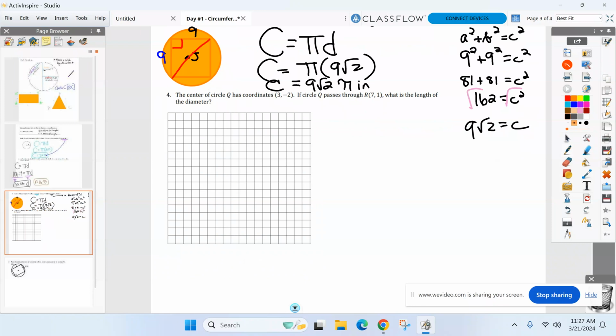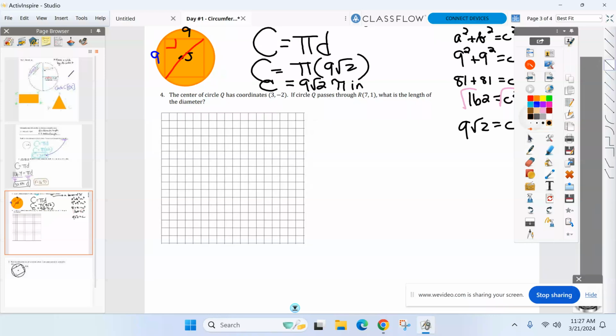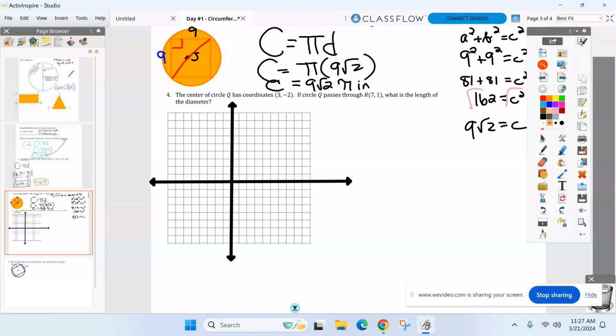Circle Q, there's the coordinates of the center. And then I'm going to give you a second coordinate R. That's a coordinate the circle goes through, passes through. And I'm looking for the length of the diameter. Oh, let's go. All right, let's see what I gave. I guess I gave you a graph, so probably we should graph, huh? There's Q.